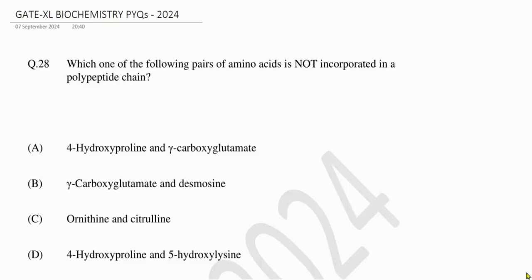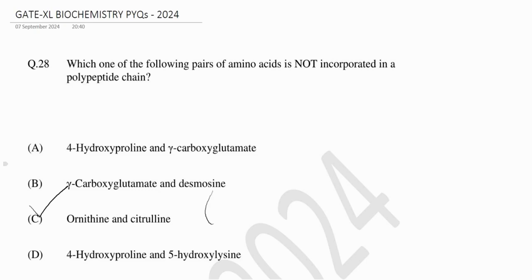In this video, I am going to discuss the answer key to the Biochemistry section of GATE XL 2024 paper. Let us get started. So the first question is, which of the following pairs of amino acids is not incorporated in a polypeptide chain? And the answer is C, which is ornithine and citrulline.